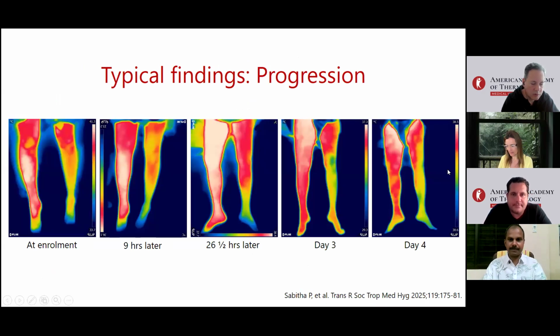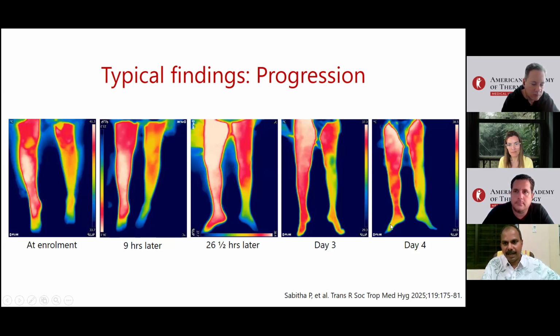So that's about imaging at baseline when they present to the emergency for the first time. When we serially followed them up every day, this is a patient who was bitten by a Russell's viper. Within 24 hours, the temperature changes spread to the entire limb. This patient was bitten on the right foot, and within 24 hours the entire limb is totally warm.